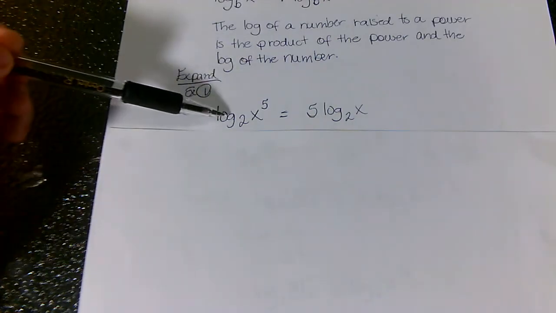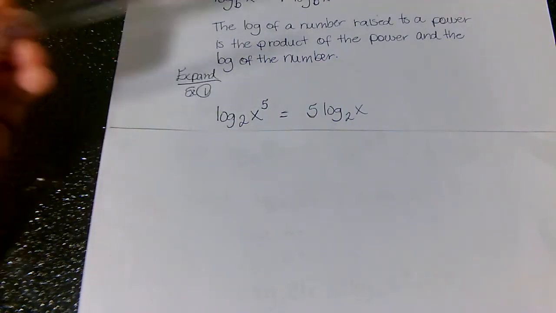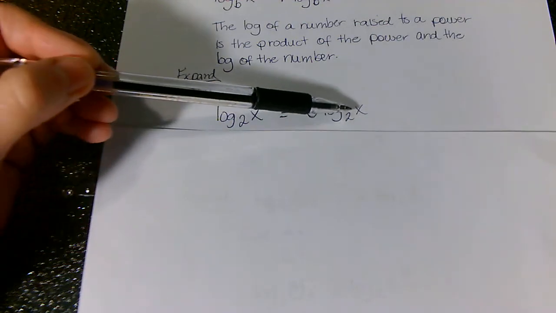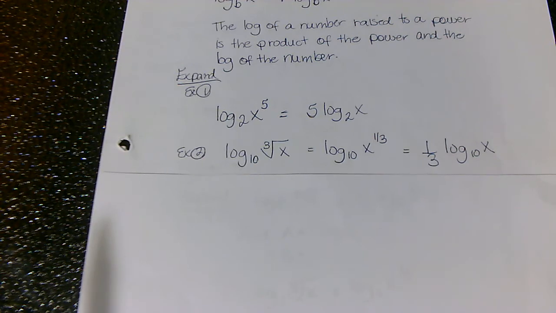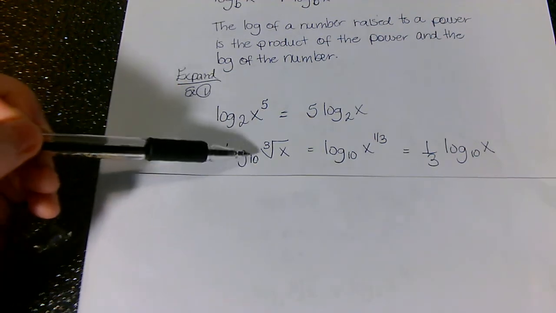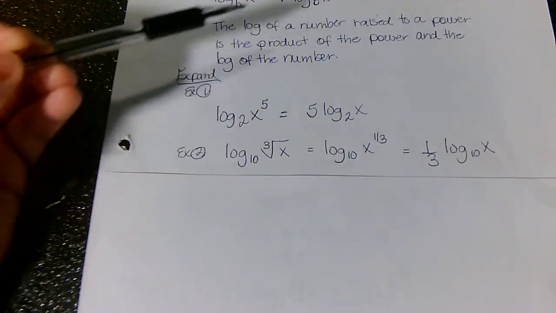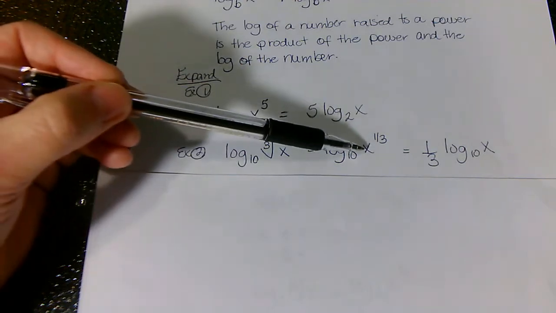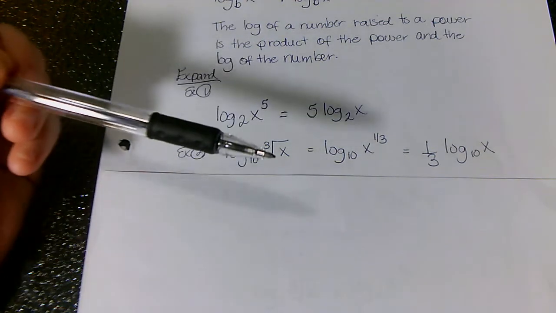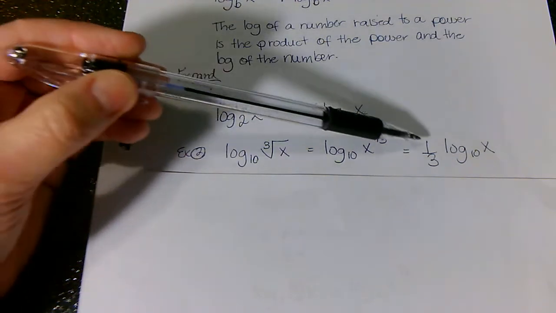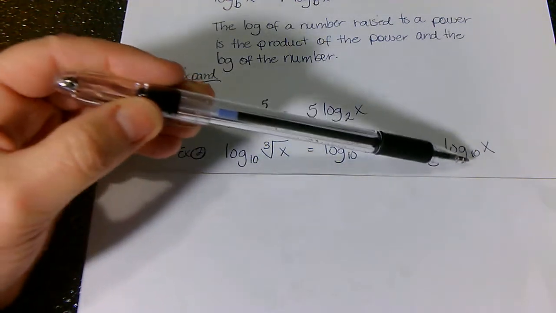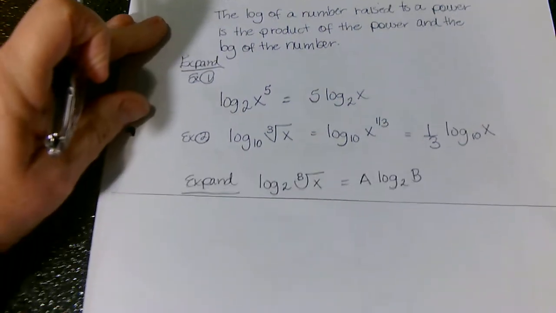First example, log base 2 of x raised to the 5th. That's the same as saying 5 log base 2 x. Alright, here's this one. Log base 10 of the cube root of x. Well, the cube root of x is the same as saying x to the 1/3. Remember that we learned that back a few sections ago? And so I can bring that 1/3 out, and that becomes 1/3 log base 10 of x.